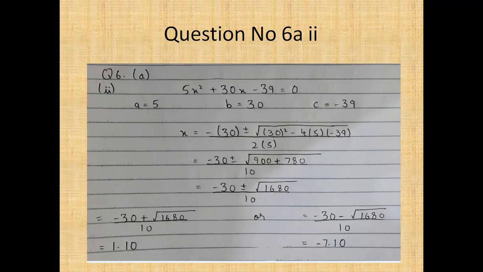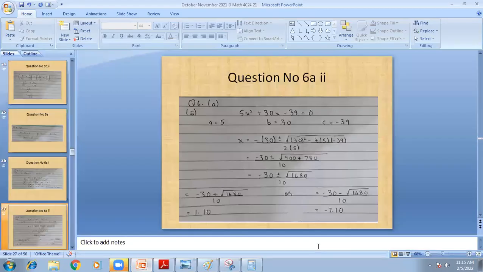So when you take the square root of 1680, now you have 2 situations here. One is minus 30 plus under root 1680, divided by 10, it will give you 1.10. The second situation is minus 30 minus under root 1680, divided by 10, it will give you minus 7.10. This negative value, we can neglect that value. The actual x value will be this one, which will be used in the next calculation. These values both are good, but this one cannot be used in the further calculation. So this is how you do the question number 6a, and the second part.